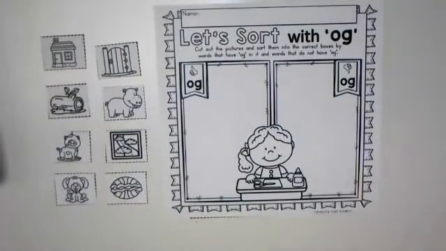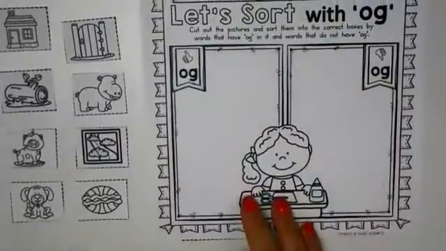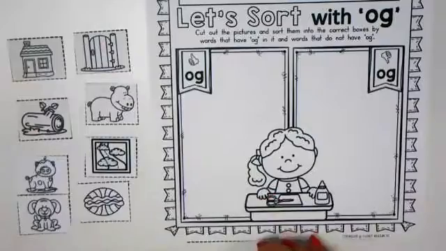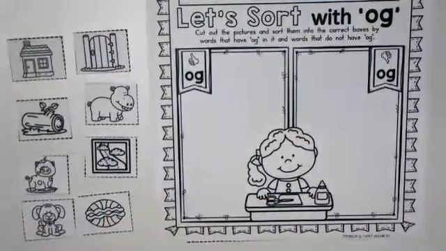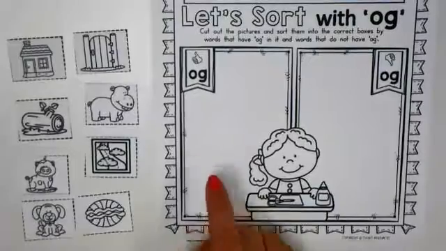All right, now that we have cut and sorted all of our pictures, let me make that a little bit bigger. Bring these over here like this. And let's decide where we should put these pictures. Remember, pictures that go on the left side must have the OG sound in them.